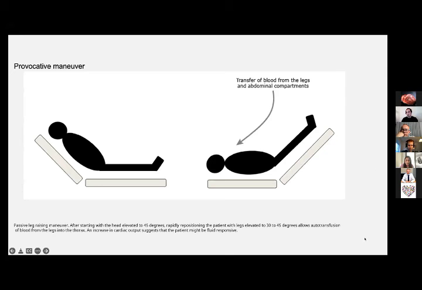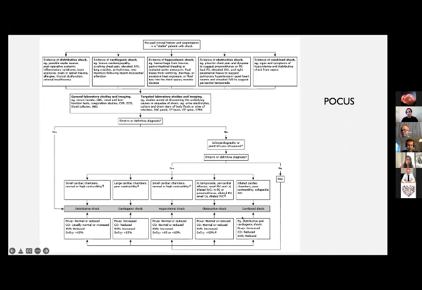What I show is a passive leg raising maneuver. You start with the head elevated to 45 degrees, reposition the patient, and the legs are elevated 30 to 45. There is transfusion of blood going from the legs to the thorax, and with that, there is an increase in the cardiac output. It means that the patient is fluid responsive.